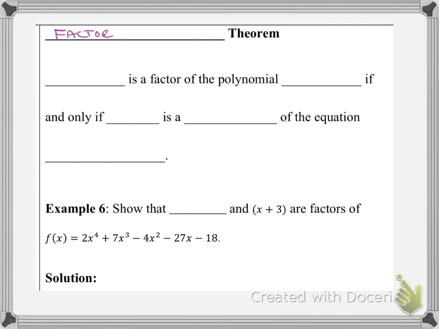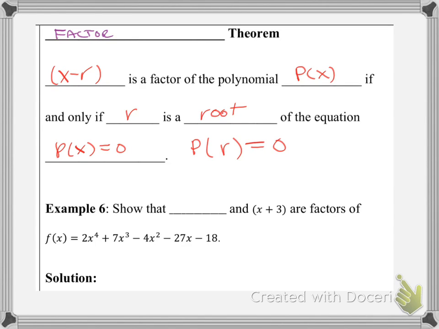All right, so here is our next theorem. So we talked about the remainder theorem. Now here's the factor theorem. And the factor theorem says x minus r is a factor of the polynomial p of x if and only if r is a root of the equation p of x equals 0. Okay, and all that's saying is that, i.e., when you put in r into your function, you're going to get 0. Okay, so let's show example 6.